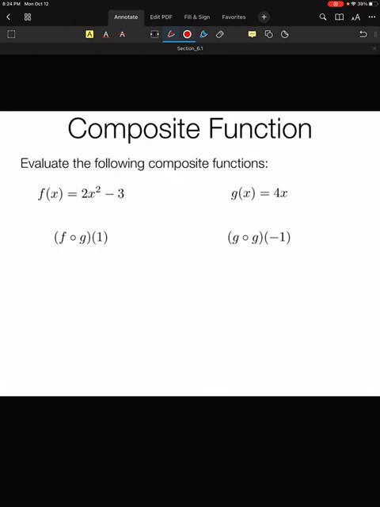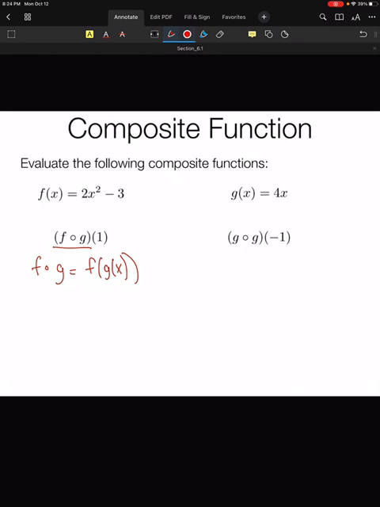The first one I want to look at is f composite g of 1. Again, this is new notation, stuff that we have not seen before. What we want to find is f composite g, and then we're going to plug 1 into the result. Remember, f composite g, which looks like fog, I know, but it's not fog, is equal to f of g of x.